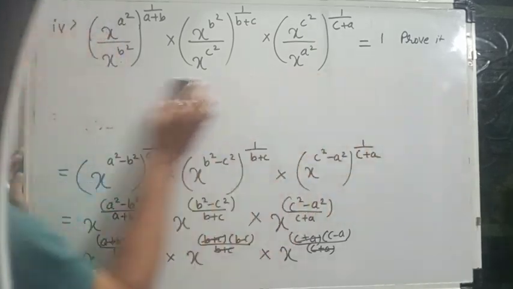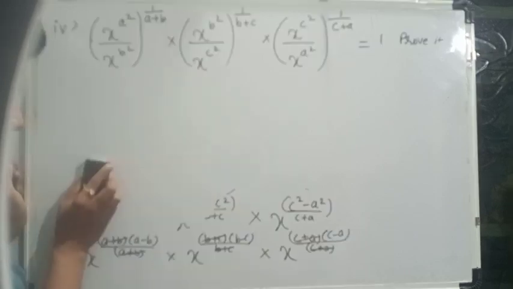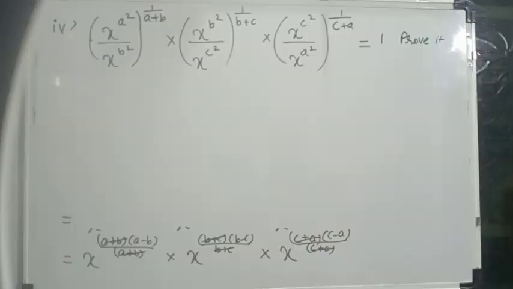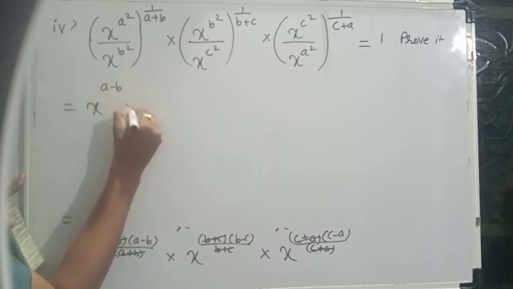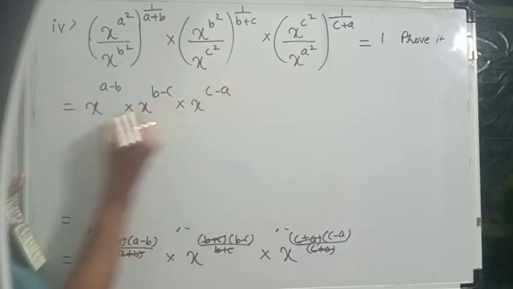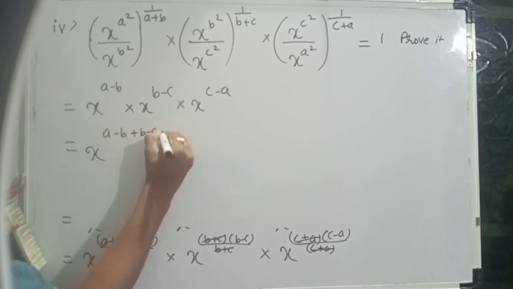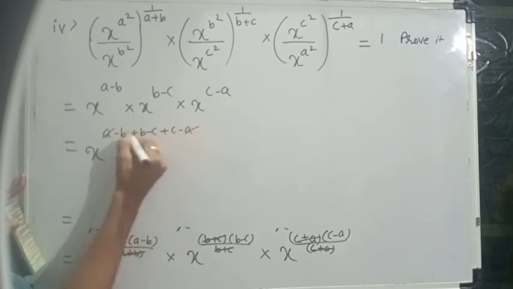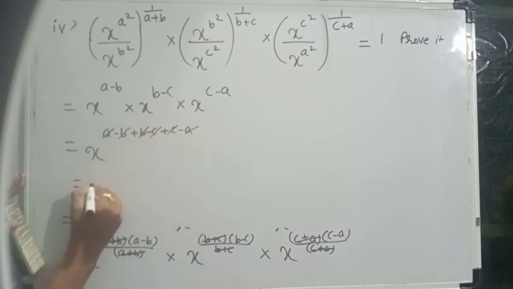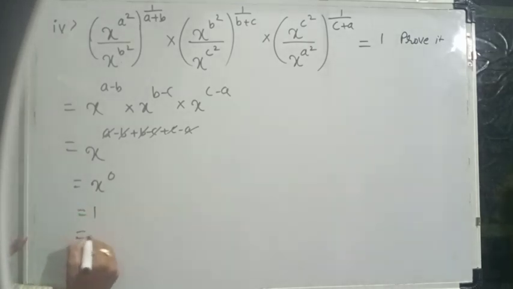I'm rubbing this. What remains there? I'm rubbing and writing here now. Here, x to the power a minus b, that is the remaining term, into x to the power b minus c, into x to the power c minus a. Now I am going to add all the powers: a minus b plus b minus c plus c minus a, which is a minus a plus b minus b plus c minus c. x to the power 0 is equal to 1, which is equal to the right hand side.